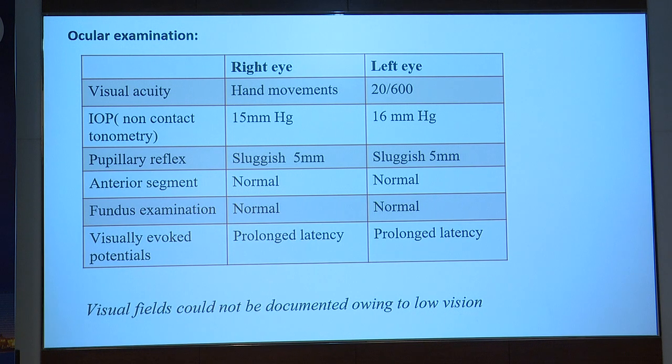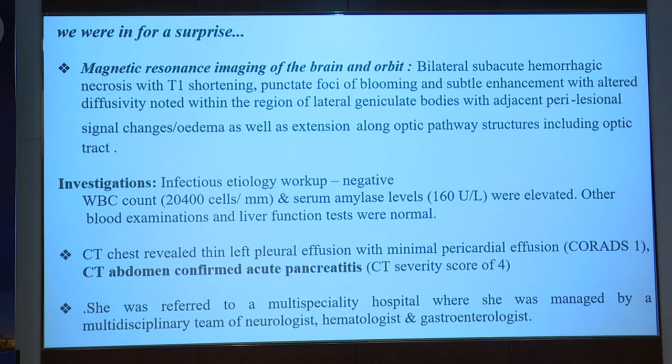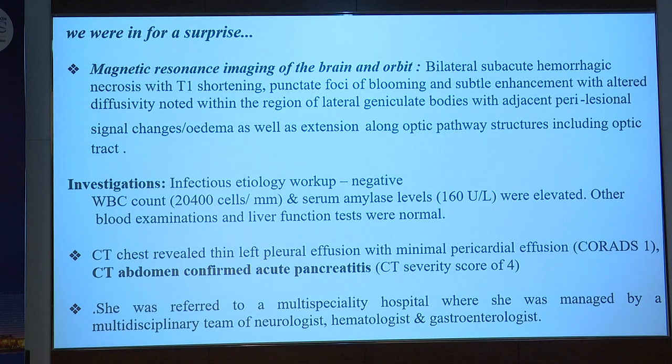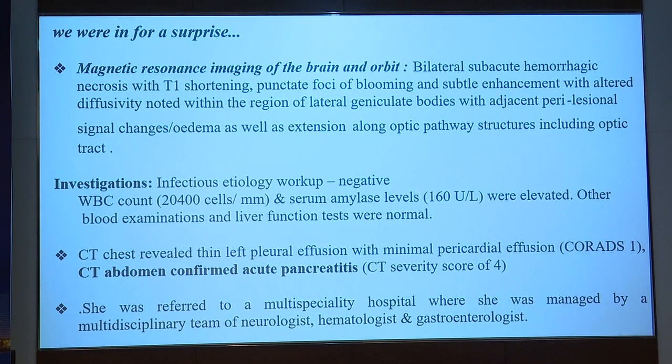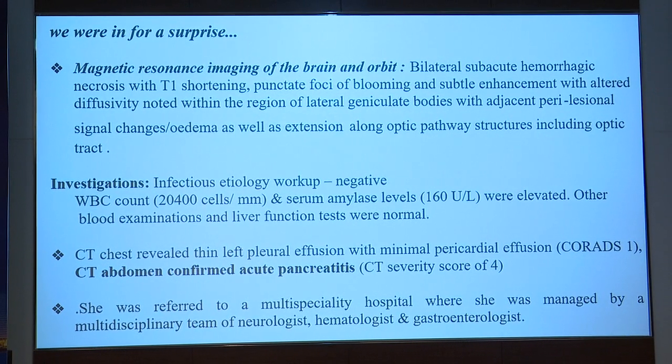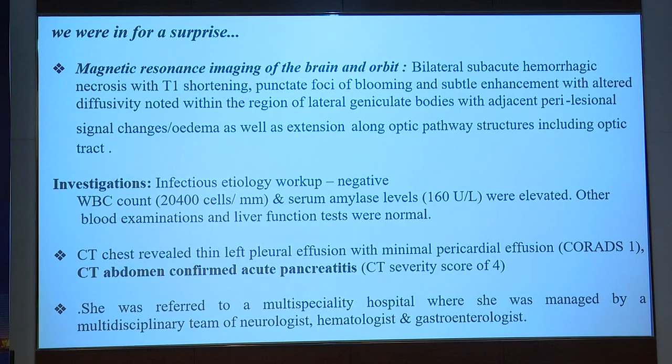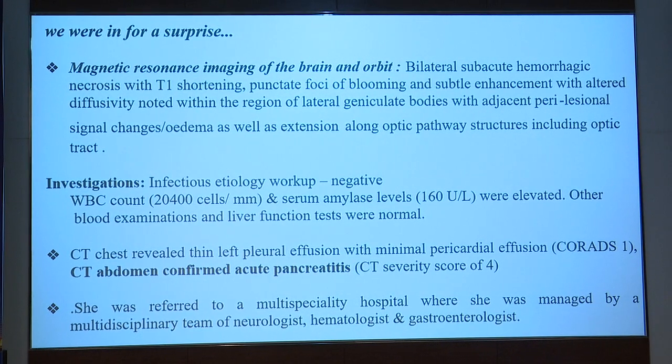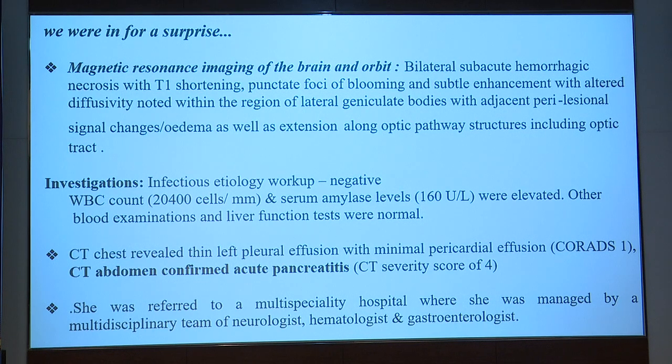Visually evoked potential showed prolonged latency in both eyes. Visual fields could not be documented owing to low vision. So, we were surprised because this patient was diagnosed as bilateral optic neuritis. We again subjected the patient to MRI brain and orbit. We were surprised since the MRI showed bilateral subacute hemorrhagic necrosis in the region of the lateral geniculate body.